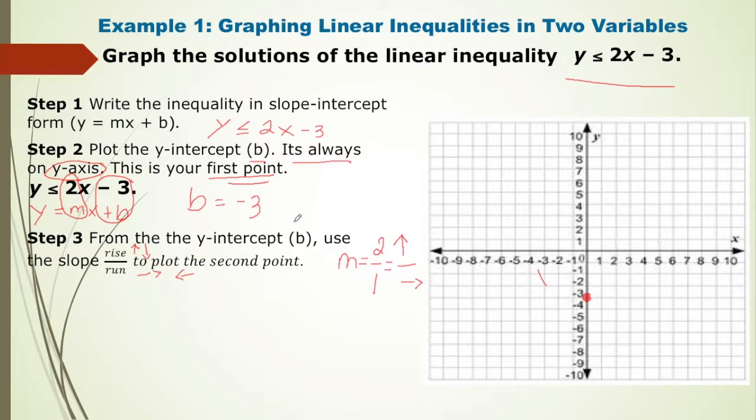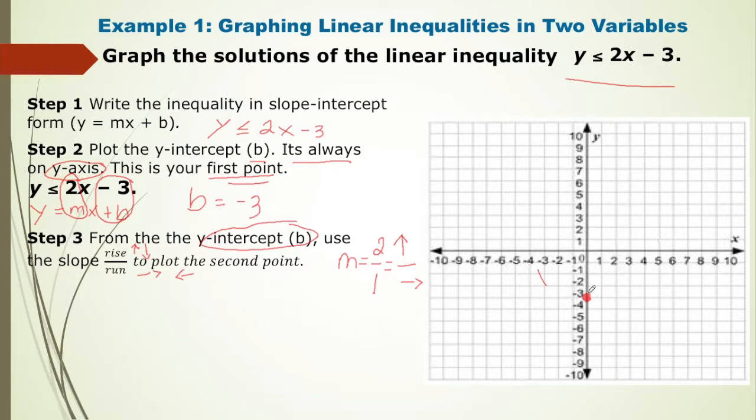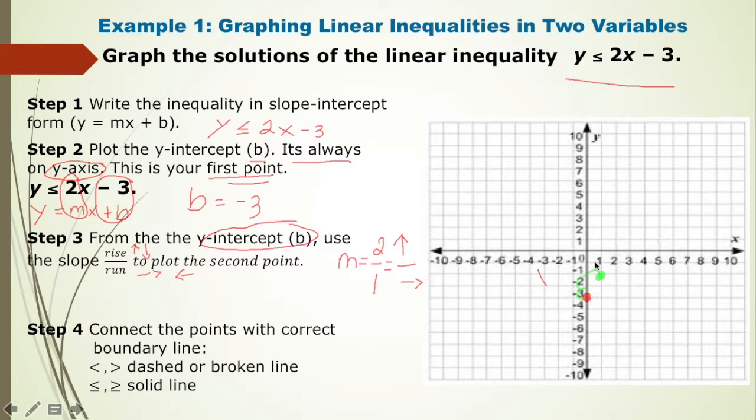So, from the y-intercept, which is negative 3, let us rise 2 units from here. Let me change the color so that you could see that we go up 2 units. So from here, go up 2 units, 1 and 2. Then, go right 1 unit, and this is our second point. Since we plotted those points already, let us connect the points with the correct boundary line.